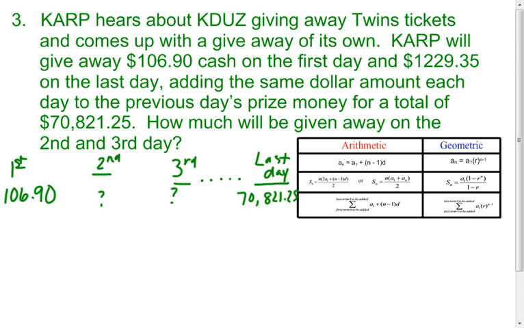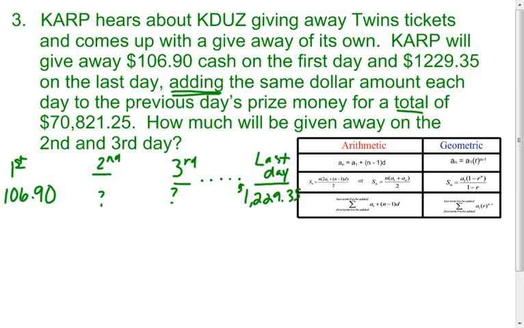Okay. So, keyword in here, they say that they're adding the same dollar amount each day. And because they're adding, we know we're dealing with an arithmetic sequence. What I also know is I have a total. This is my total. Oops, sorry, I wrote this wrong. That's not what they gave away on the last day. They gave away $1,229.35 on the last day. Sorry about that.